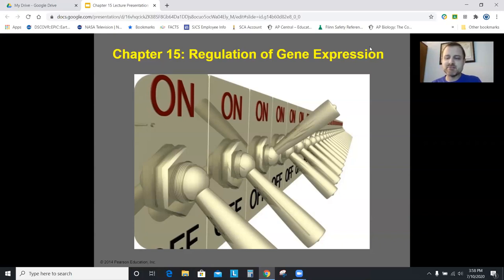So this is maybe not the most exciting picture that I picked for this chapter. It's just a bunch of on-off switches. This is a short chapter, which is kind of nice compared to the ones we've done recently. But there's some very important concepts that can be a little difficult to understand at times.